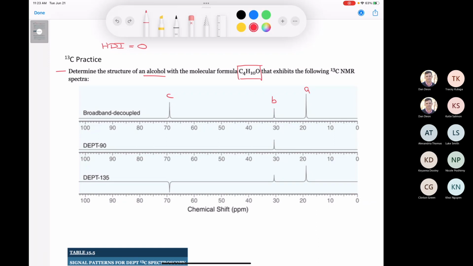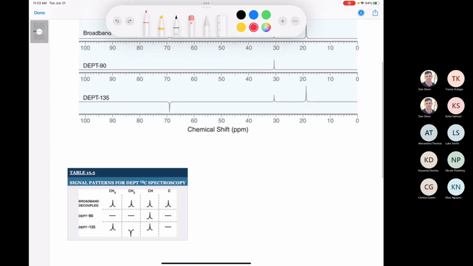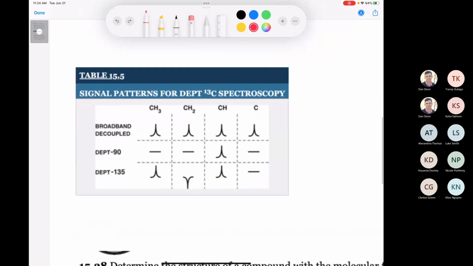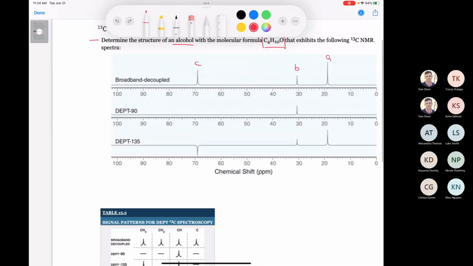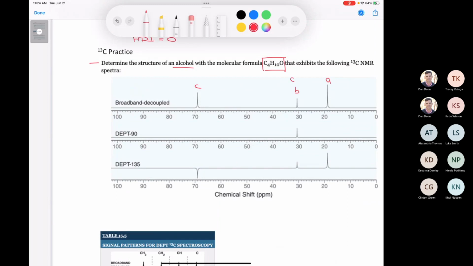Now we look at the DEPT 90. Again, by looking at the decoupled, we don't know whether these signals are methyls, methylenes, or methines. But if we go to the DEPT 90, we see that we only have 1 signal sticking up. And remember that the DEPT 90 represents a methine. So we know that this signal here must represent a methine.